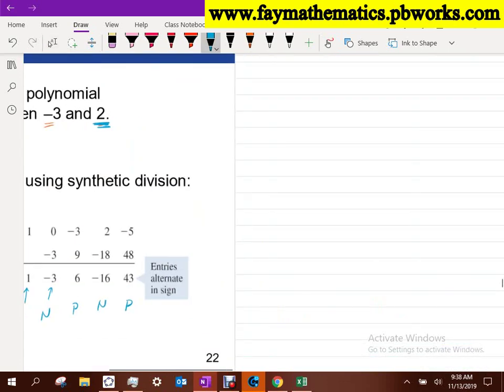That means if I graph this thing, and I find 2 out here, and I find -3 out here. Now, this was a 4th degree polynomial. If this thing crosses the x-axis, it's going to do it between -3 and 2. That's what this lower and upper bound theorem are telling me. Does that make sense? Okay.